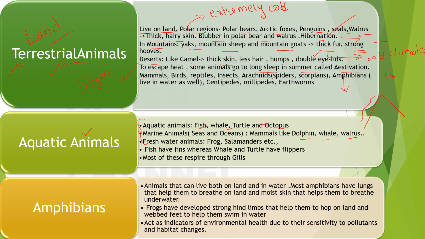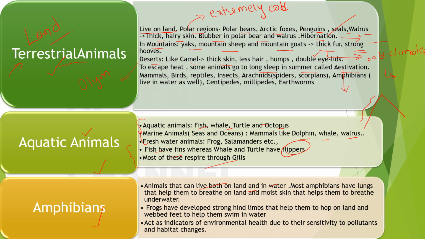Now here comes the adaptations part. Okay. In order to live in water, fish have developed fins, whereas whale and turtle have flippers. What do they have? Flippers. And most of these respire through gills. So these are about the aquatic animals. And amphibians. What are amphibians? Amphibians are the animals that can live both on land and in water.